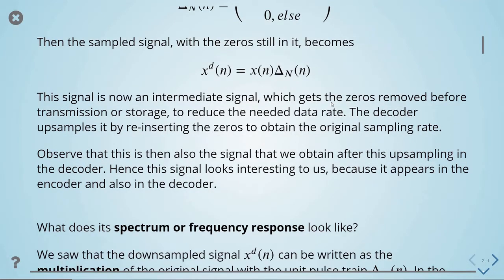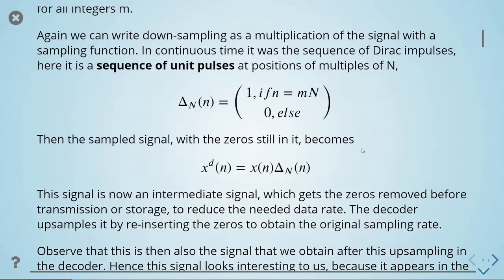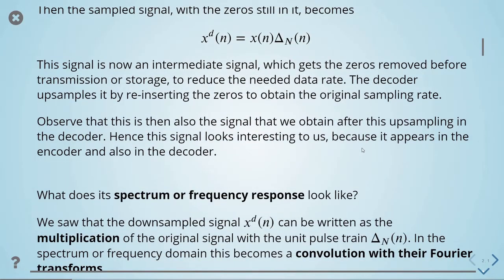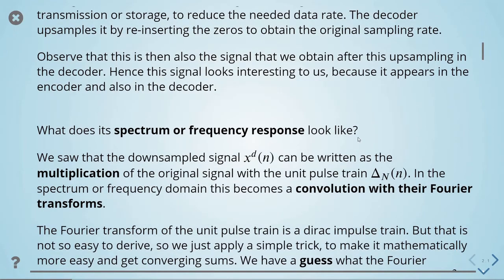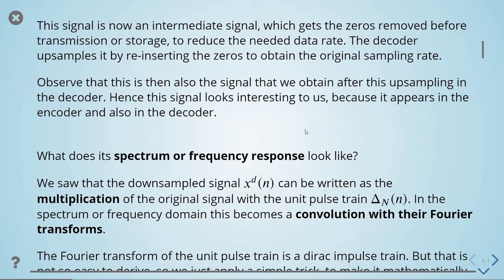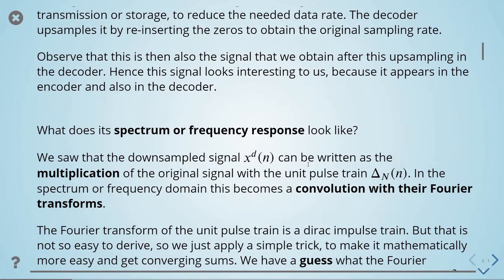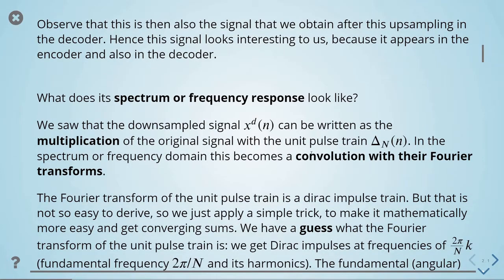So what does its spectrum or frequency response look like? We saw that the downsampled signal x of n can be written as the multiplication of the original signal with the unit pulse train delta N. So in the frequency domain, this becomes a convolution of their Fourier transforms. First, the Fourier transform of the unit pulse train is a Dirac impulse train.